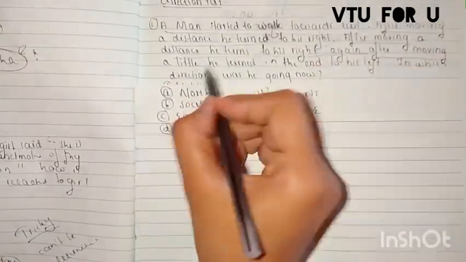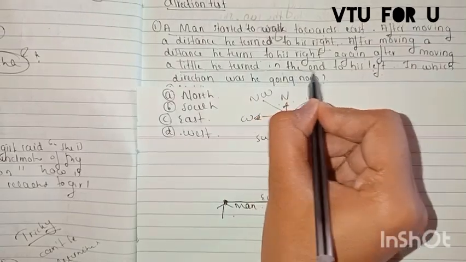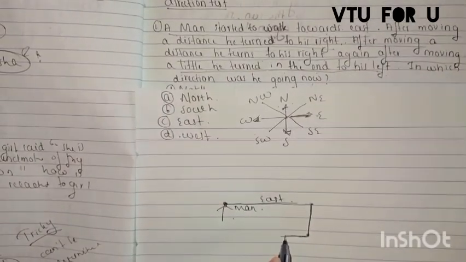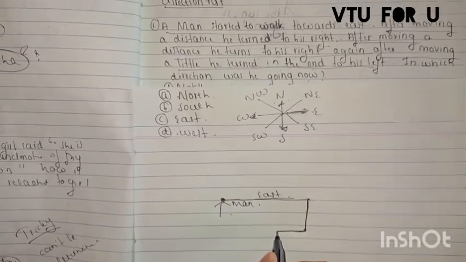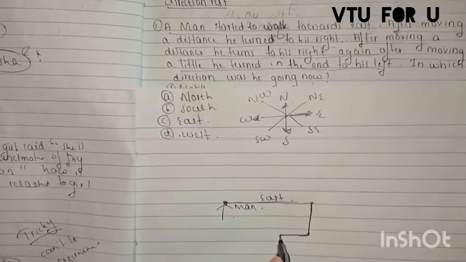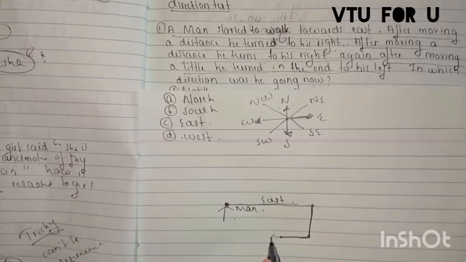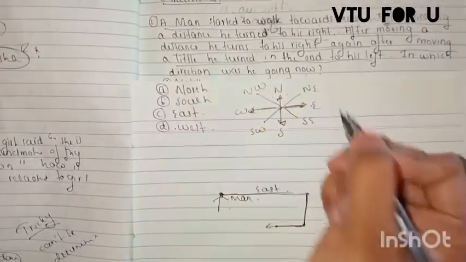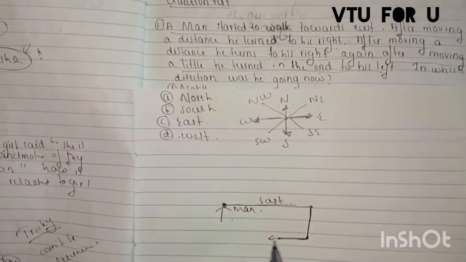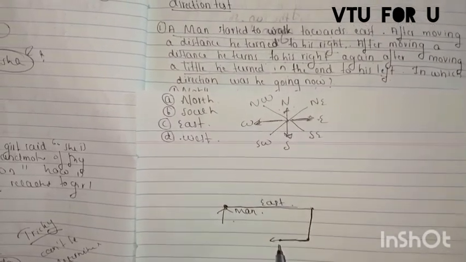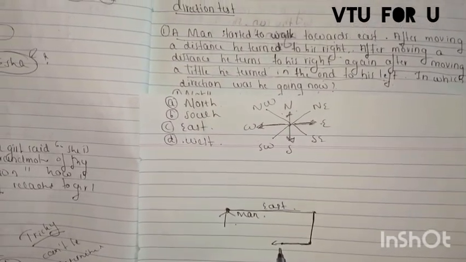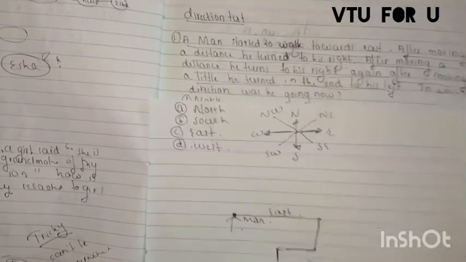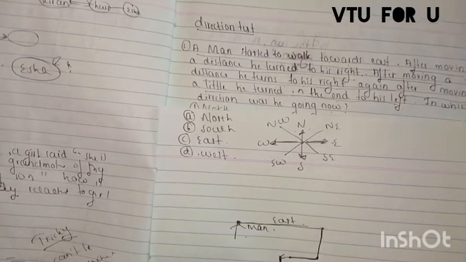After moving a little, he turned in the end to his left. Again he moved right, he will move a little distance, later he is going to turn left. Consider yourself standing here. Which is this direction? This is a west direction, right? See here, west direction. Consider you are standing looking towards west. Then which is your left hand side? There is the main important thing. Left hand side, it is this part. So he will move to left.